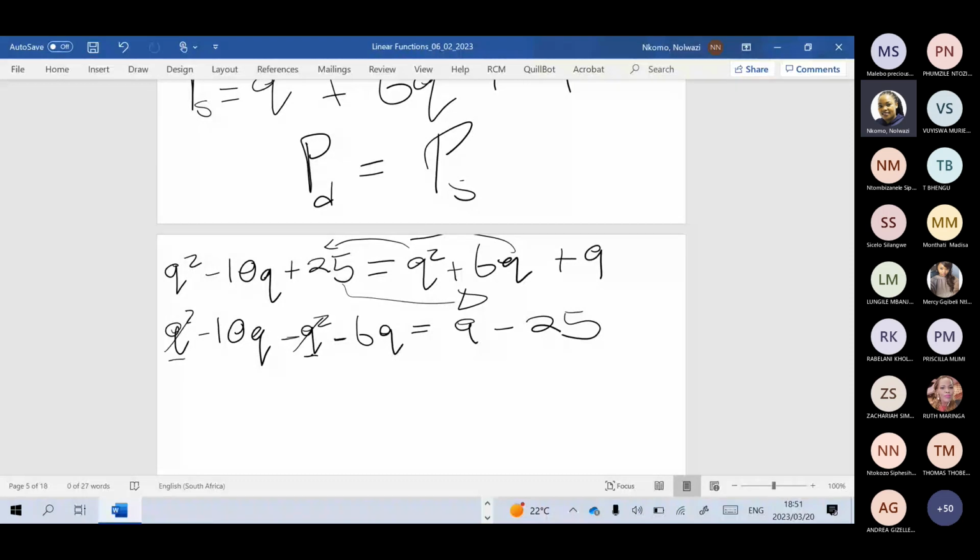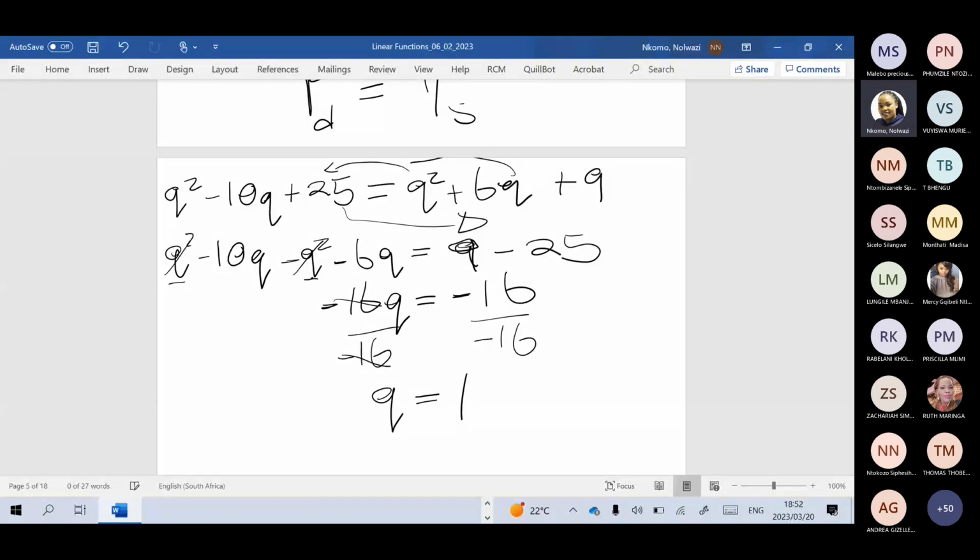So this means we need to divide by minus 16 on both sides, so that we'll be left with Q. If we do that, we'll have Q equals 1, right? So we have Q equals 1. You need to find the corresponding price value for Q equals 1.